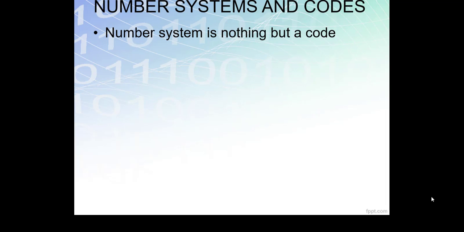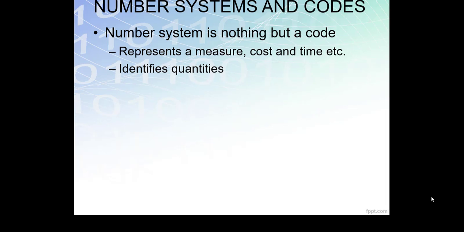So what a number system is, by definition. Definition-wise, number system is nothing but a code. It is just a code, a symbol. It represents a measure, a value, a cost or a time. What tells us a measurement, sir? Number. It is used for measuring. It could be, for example, a cost, something that can be valued, or time, something that measures time. For example, it identifies quantities. Importantly, number is used for identifying quantities.